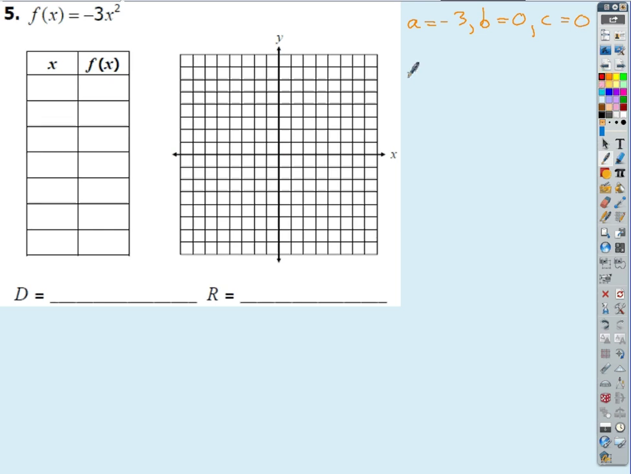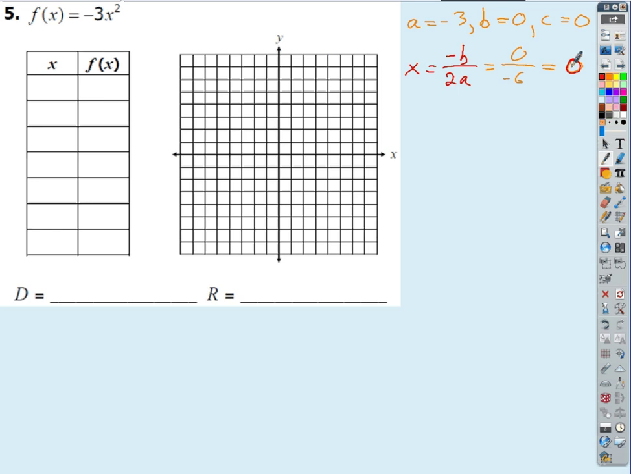So let's find the axis of symmetry. X equals negative B over 2A. Let's always write the formula down. Now we can plug some stuff in. So what do we get? Zero. 0 divided by, who cares, right? I guess it's negative 6, but we get an answer of 0, right?